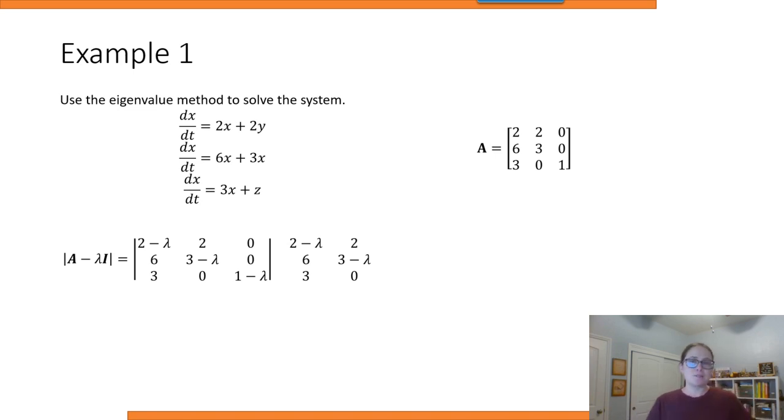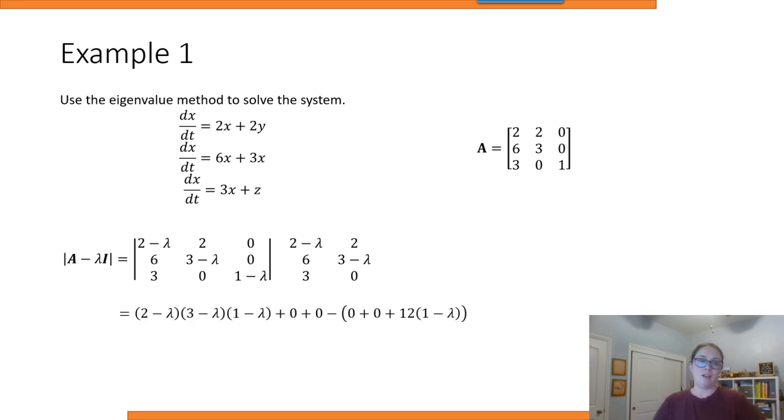This one has a nice number of zeros in it, so the determinant's not going to be too bad. The main diagonal does give me most of my determinant. So I'm going to have 2 minus lambda times 3 minus lambda times 1 minus lambda for that first diagonal. The other two diagonals going down to the right are 0. And then I'm going to subtract the diagonals going up to the right. The first two diagonals have zeros in them. The last one does not though. So I end up with a 12 times 1 minus lambda there.